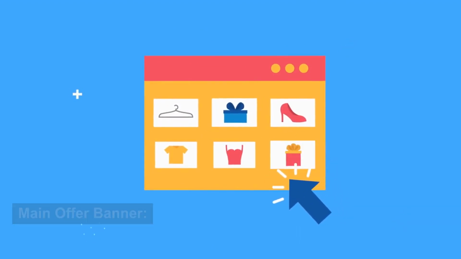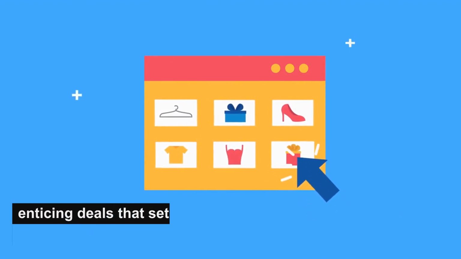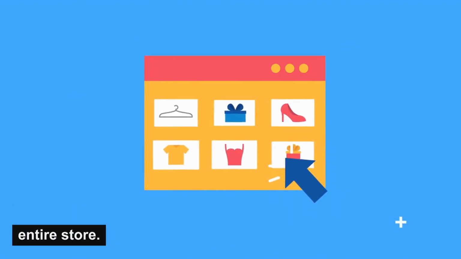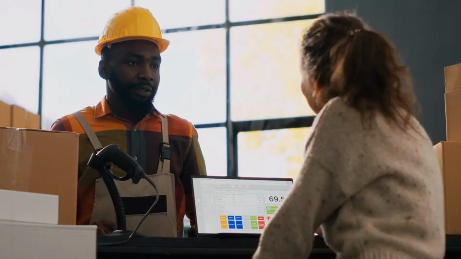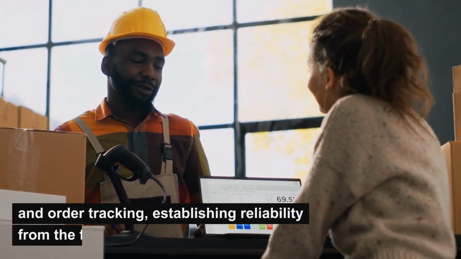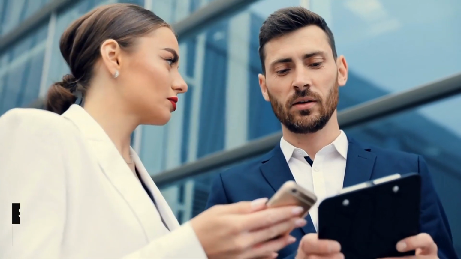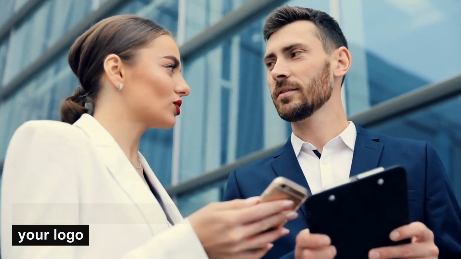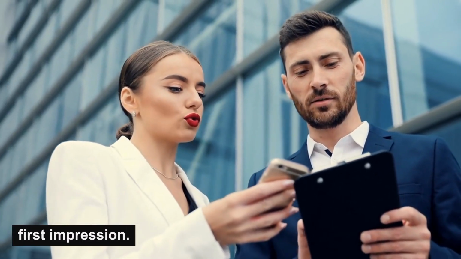3. Crafting homepage features. Main offer banner. Grab attention with a compelling main offer banner, enticing deals that set the tone for your entire store. Trust building elements. Build trust with transparent elements like shipping information and order tracking, establishing reliability from the first glance. Immediate display. Skip the clutter and immediately showcase your logo and products for a powerful and impactful first impression.